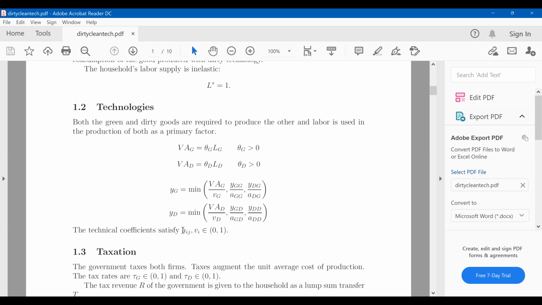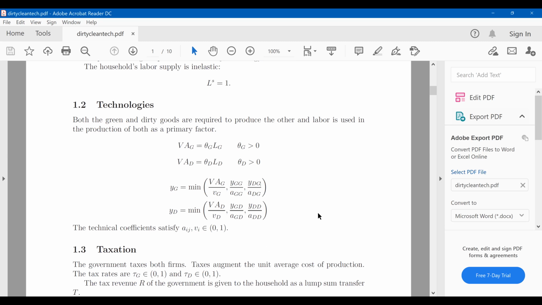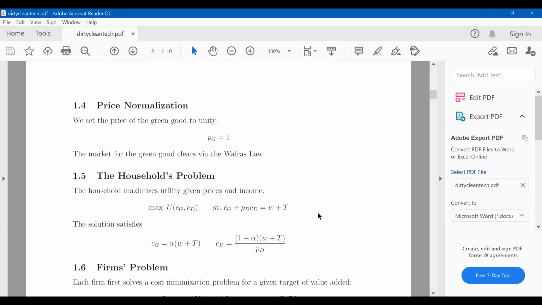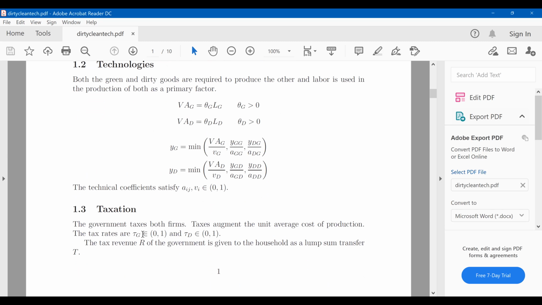So these are, we're going to assume between 0 and 1, as is typical. And taxation, so here we assume that the government taxes both firms, okay? So tau G is the tax rate on the first firm, the green firm, and tau D is the tax rate on the cost of the dirty firm, right?